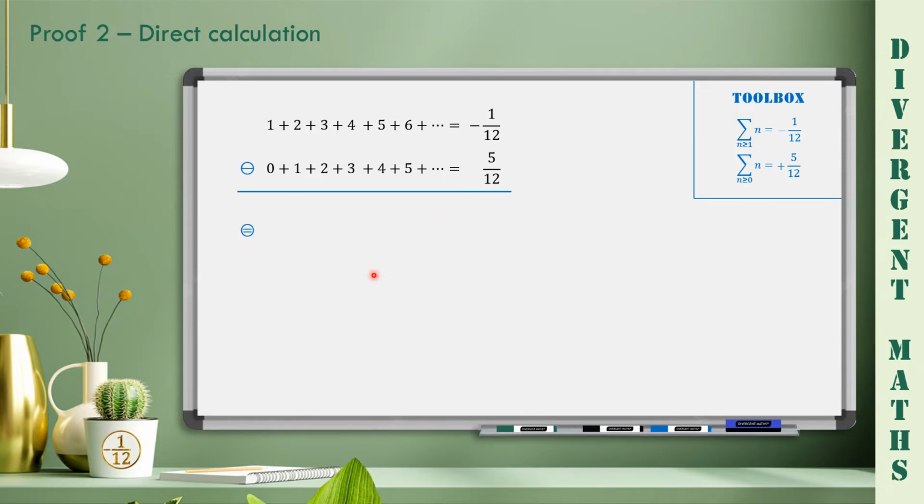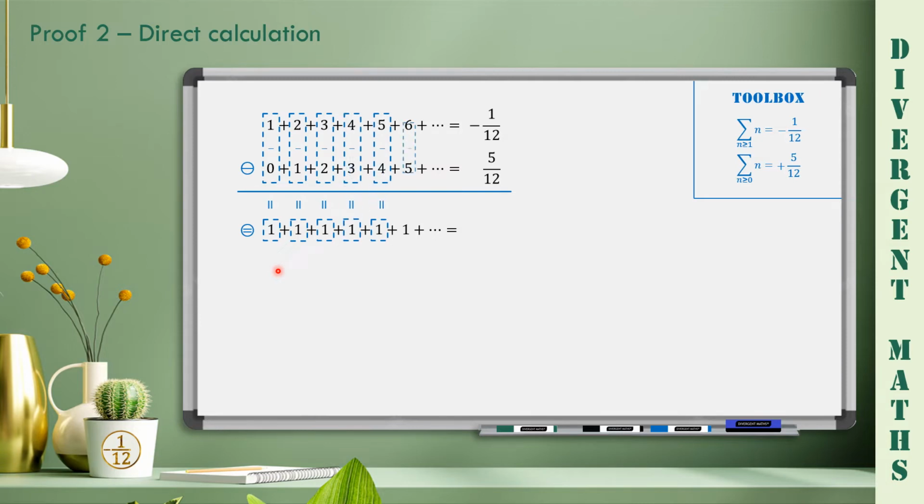We do the difference, term by term. When we do the difference between two divergent series, we work term by term. What will be the difference? Let's check. 1 minus 0 is indeed equal to 1. 2 minus 1 is equal to 1. 3 minus 2 equals 1. 4 minus 3 equals 1, etc. So we do the difference of those two divergent series term by term.